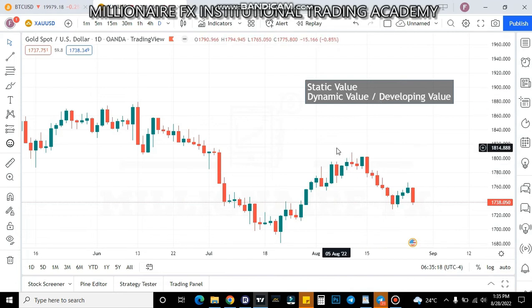Static value, now if we look at these candles here, these ones have already formed. They can't form anymore. Like this candle already formed and it was bullish. Never in a lifetime will it ever change. Then the developing value is this candle here, that is forming. So while we are looking for where to enter from, we consider the developing value.